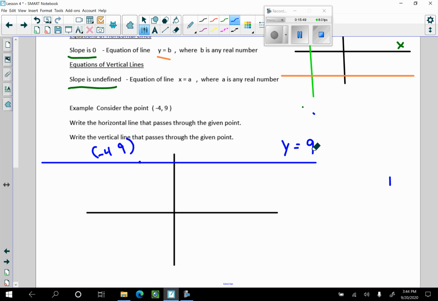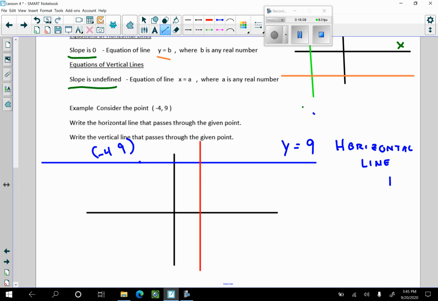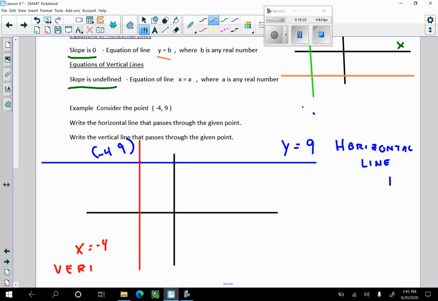And if I want the vertical line, this is the horizontal line. So let's go a different color here. Let's go red this time. I want the vertical line. Here's a vertical line, but I want that rascal to pass through this point right there. And what's going to be the equation of that line? You betcha. x equals negative 4 is the vertical line that passes through that point.